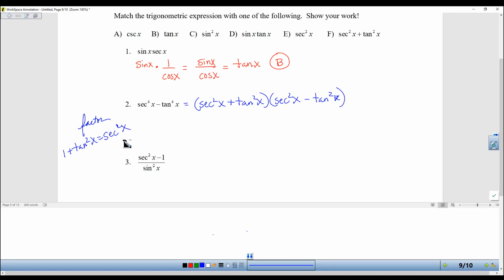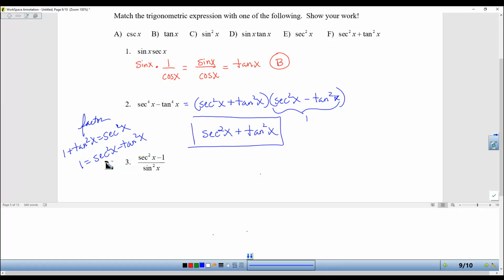So I want the tangent and the secant on the same side. So I'm going to move the tangent over, and then I can say with confidence, oh, this is just equal to 1. But this is actually nothing. It looks like it's something, but it's not. When secant is being added to tangent, it actually doesn't simplify at all. Only secant minus tangent, as you can see from that. So I look to see if that's one of my answers, and it is. It's F.